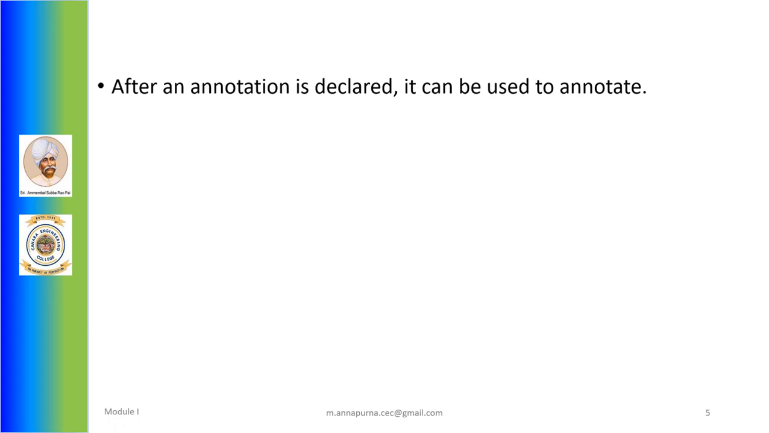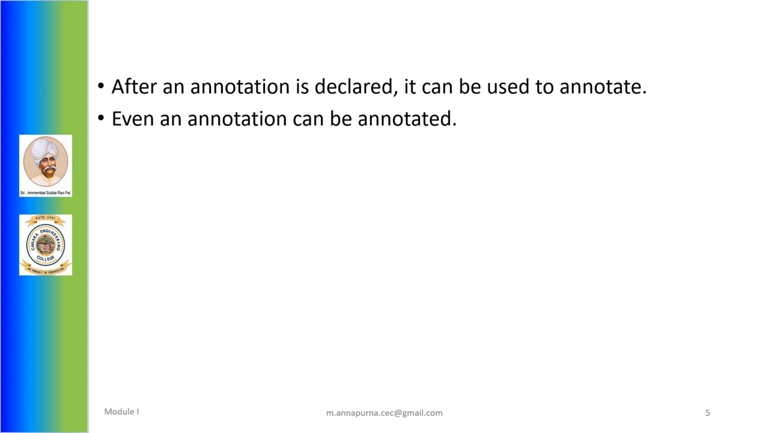Once an annotation has been declared, it can be used to annotate. That is, any type of declaration can also have an annotation associated with it. For example, classes, methods, fields, parameters, and enumeration constants can be annotated. Even an annotation can be annotated. In all these cases, the annotation precedes the rest of the declaration.